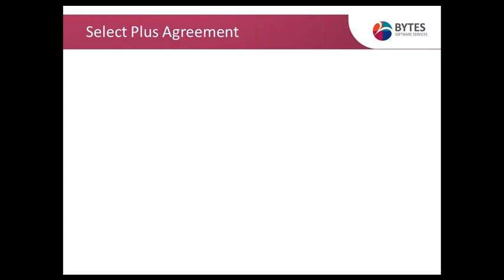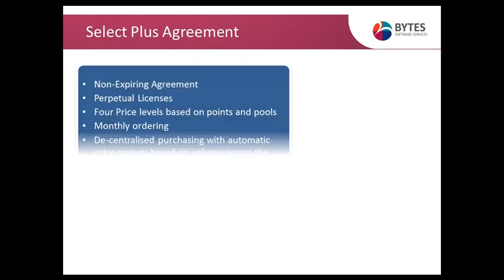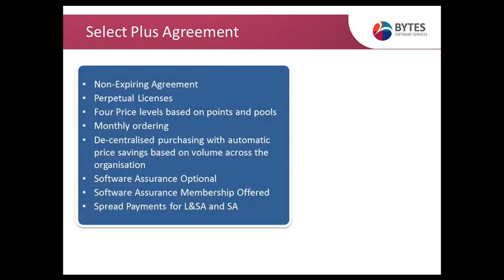So let's just start with the Select Plus agreement. The Select Plus agreement, the master agreement, is a non-expiring agreement, so it lasts forever effectually. It gives you perpetual licenses, so once you buy the license you have entitlement to that license forever, and depending on whether you buy software assurance will depend on the version, whether you are entitled to later versions or not.